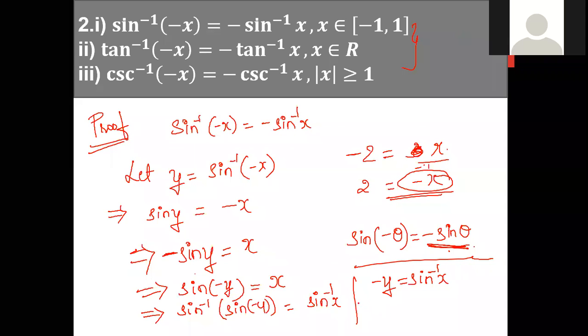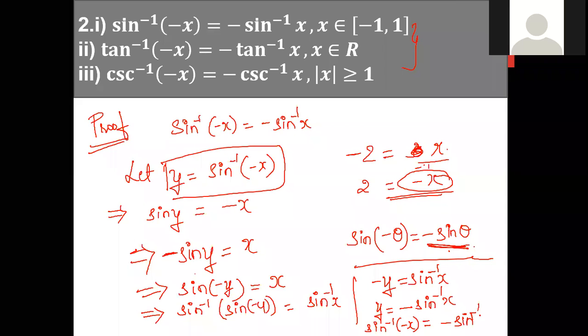Okay, I need the value of y. So y is nothing but minus of sine inverse x. But what was y? I had taken y as sine inverse of minus x, and I have proved it is equal to minus sine inverse x. So this is the proof.